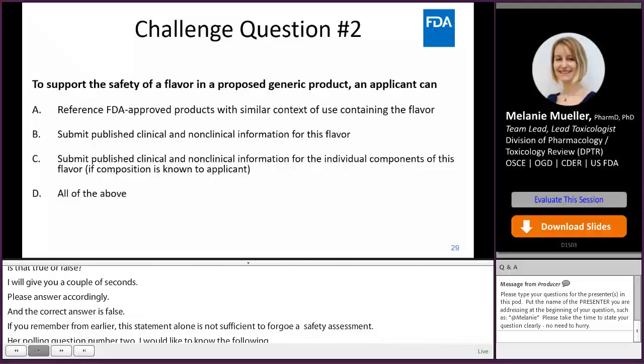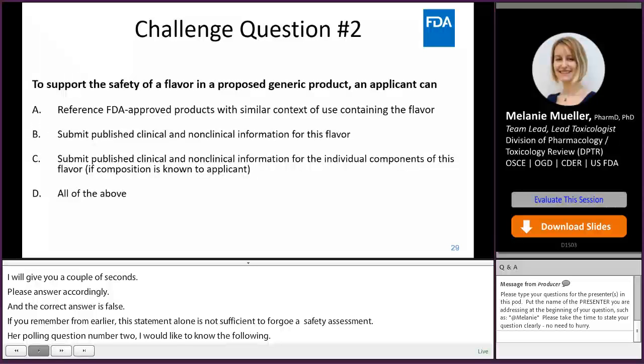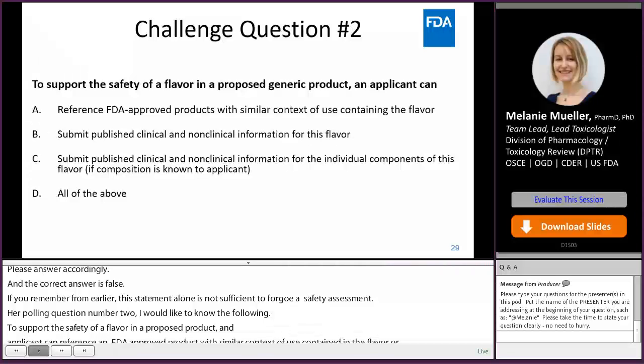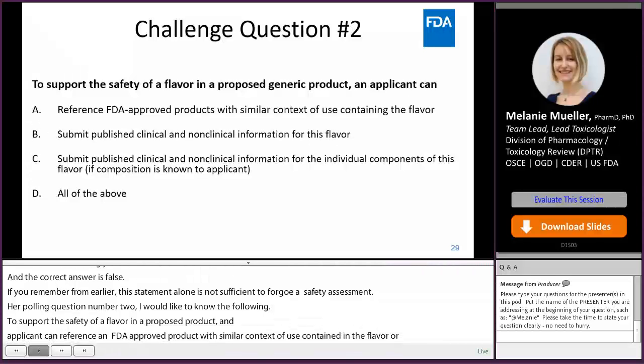reference FDA-approved products with a similar context of use containing this flavor, or B. submit published clinical and non-clinical information for this flavor, or C. submit published clinical and non-clinical information for the individual components of this flavor, if, of course, the composition is known to the applicant. Or is it D, all of the above?